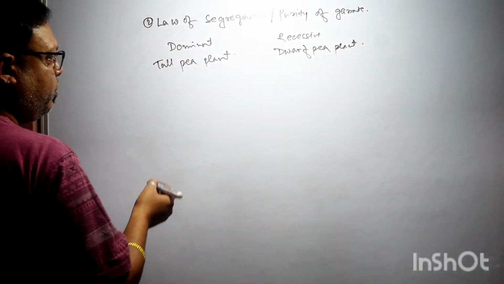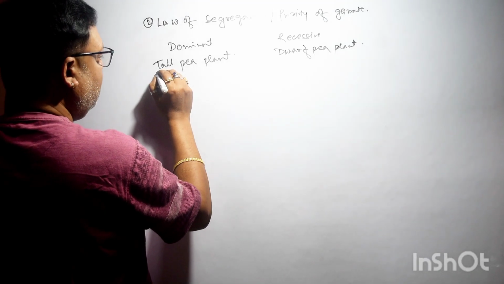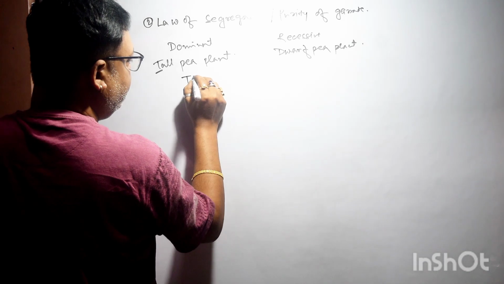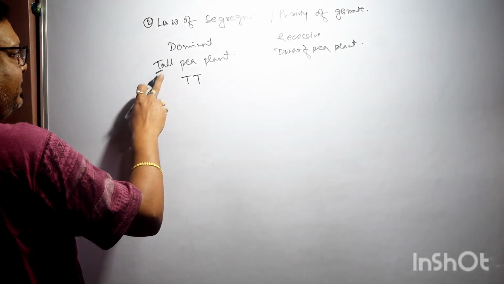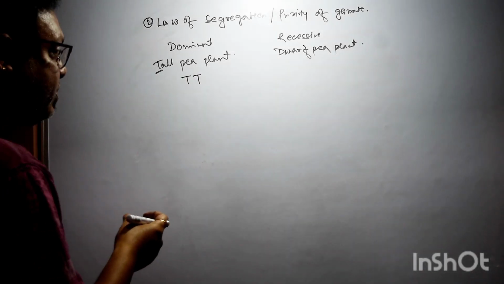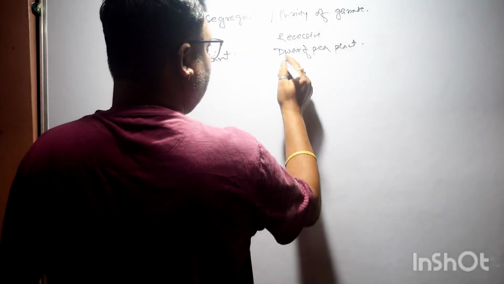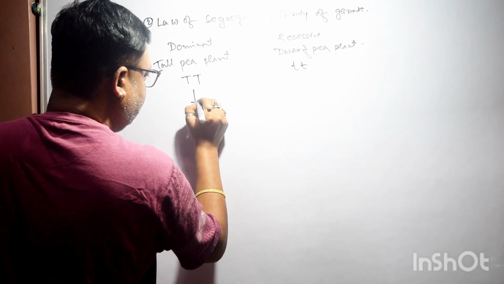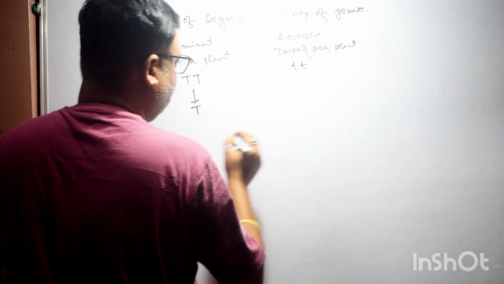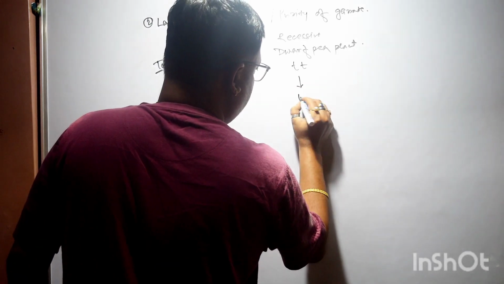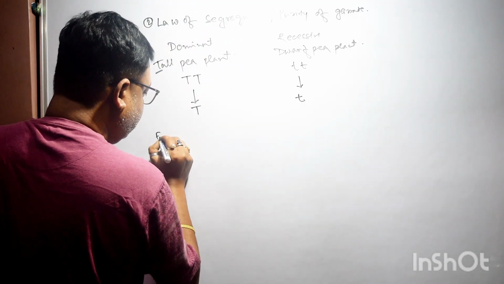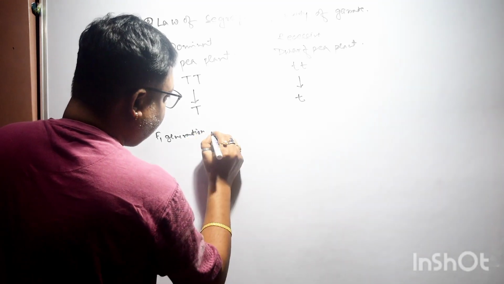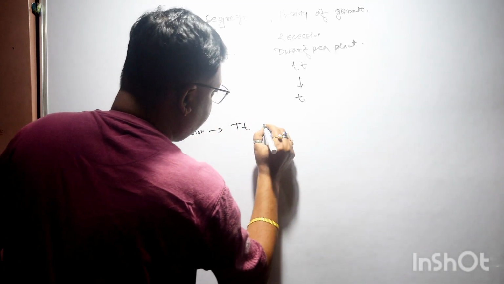So as we already know how to find out the genotype of the dominant one, it is the capital T, as tall is written with T, the letter first, and in case of dwarf, as it is a recessive one, it will be small t. The gamete from capital T will be only one T, here only one small t. So F1 generation will be capital T, small t, all tall.